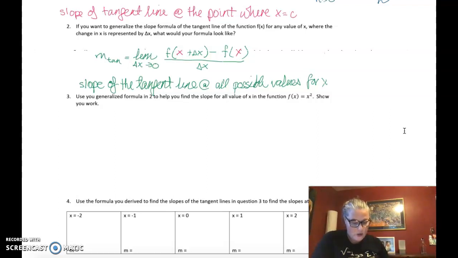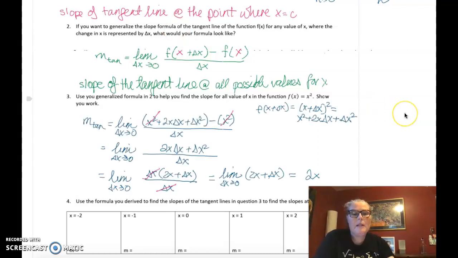In question 3, it's saying use your generalized formula in 2 to help you find the slope of all the values of x in the function f of x is equal to x squared, and show your work. So you're going to hit pause again and give it a shot. So I put in all of the work that I wrote out. There's a couple of things I want to point out. First of all, I did on the side, just so you could follow along, that here, all of this is f of x plus delta x. I wrote the work on the right-hand side just so you could see where it came from.